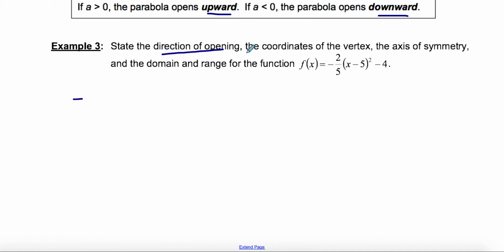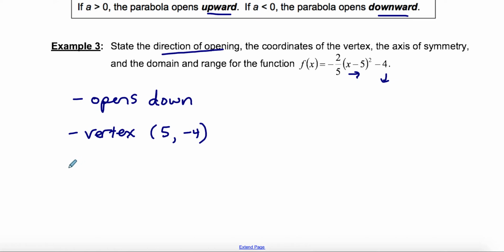The direction of opening, so I see the negative right after the equal sign, so I know this opens down. That's where your negative sign will always be. The vertex, I have to remember that this actually means right 5 and down 4. So my vertex is 5, negative 4.